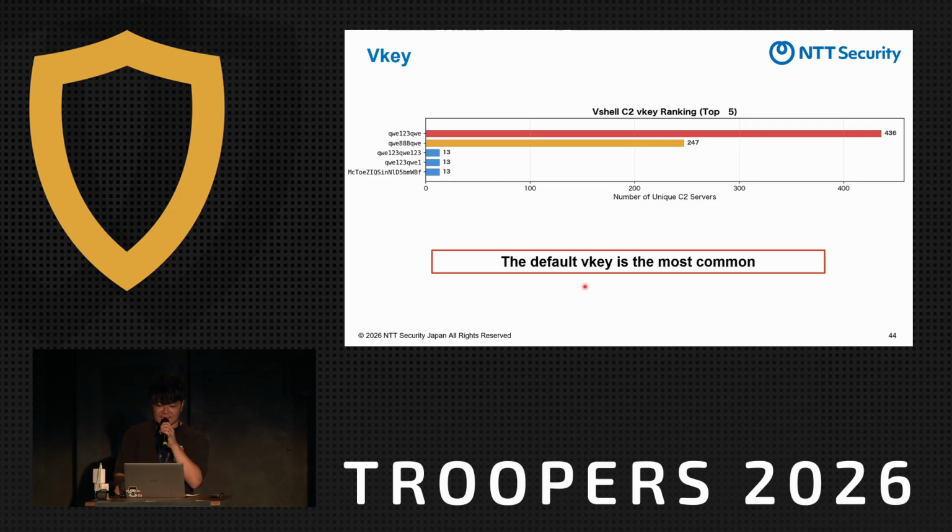The chart presents a ranking of wikis based on how frequently they appear across observed C2 servers. One notable point is that simple strings such as the default QW123QW are overwhelmingly common. In particular, QW123QW is the most frequently observed wiki. In addition, many other wikis follow similar simple patterns, indicating that attackers are not using strong or complex key management.